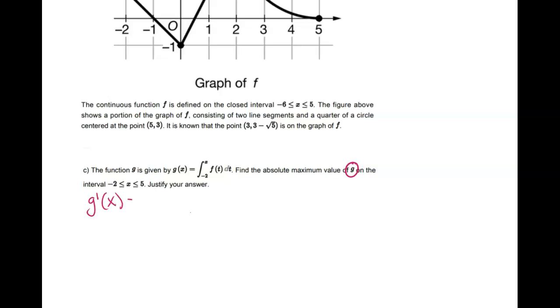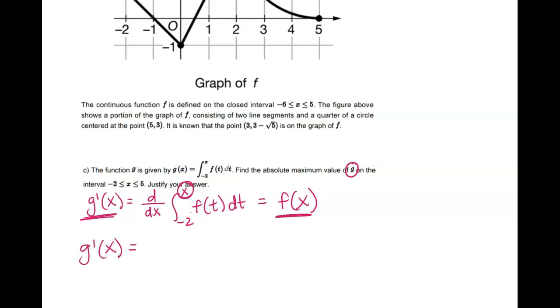g prime of x is the derivative of the integral from negative 2 to x of f of t dt. Oh, this looks like a rule. Well, the derivative of the integral, we have an x up here, so this is just going to be f of x. So g prime of x is actually just equal to f. How convenient. So g prime of x equals 0 when f of x equals 0.